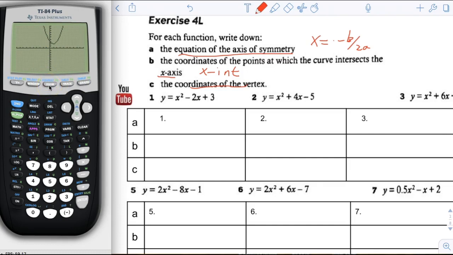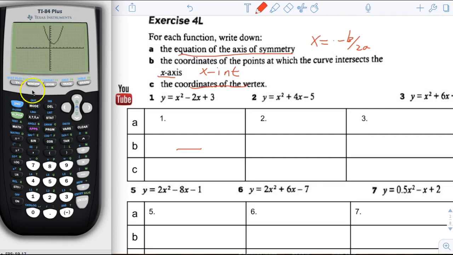And there's a couple things we want to know. We want to know the equation of the axis of symmetry. We want to know the points where the curve intersects the x-axis, and we want to know the coordinates of the vertex. Well, looking at the graph, I can already tell you that the curve does not intersect the x-axis, right? So we know that the answer for b is nothing. The coordinates of the vertex: there's a couple ways we can do that.